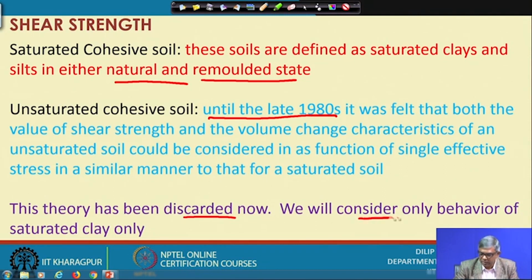Though several things are available now for unsaturated soil, we will concentrate only on the behavior of saturated clay. So you are restricting to this part, and the unsaturated one we are not considering at all, because my target is undergraduate level. So, I am just keeping it away.